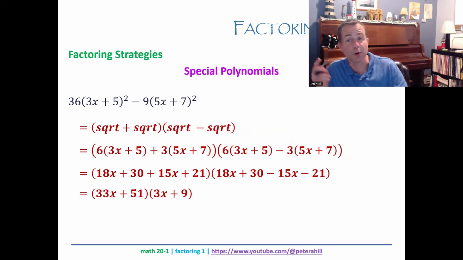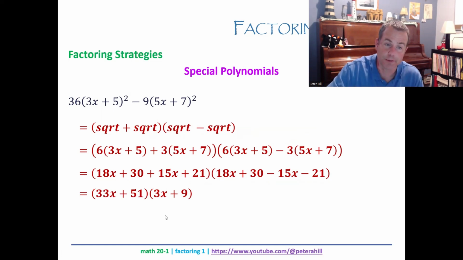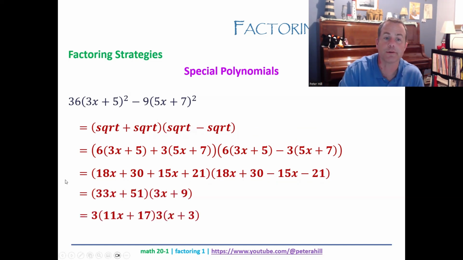33 and 51 are actually both divisible by 3, and 3 and 9 are both divisible by 3. So I'm actually going to take out a 3 from both. I took out the 3 from the first one, and that leaves me with 11x plus 17, right? 33 divided by 3 and 51 divided by 3. And then I took out a 3 from the second one, and that left me with x plus 3.